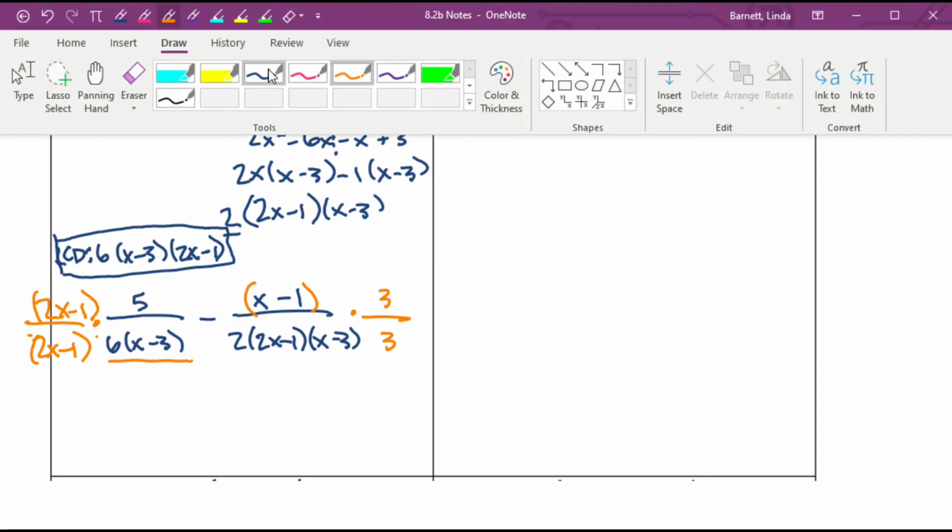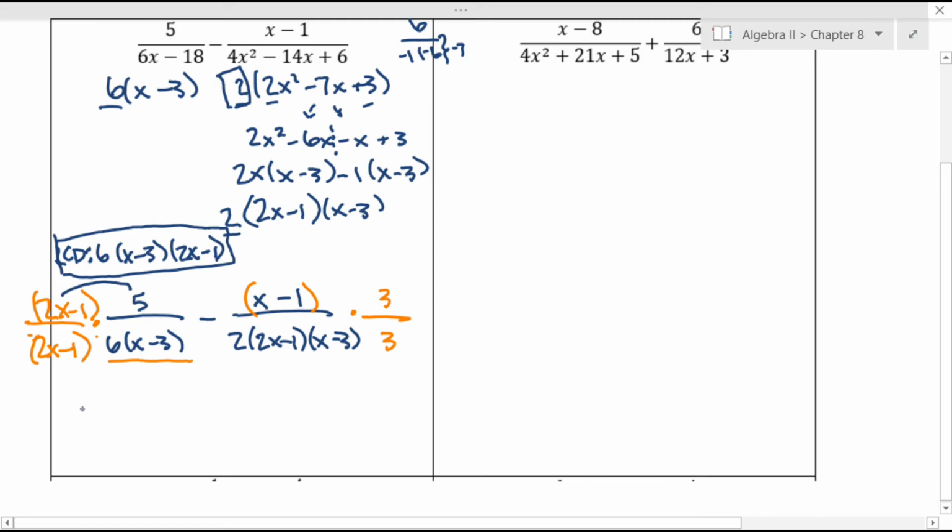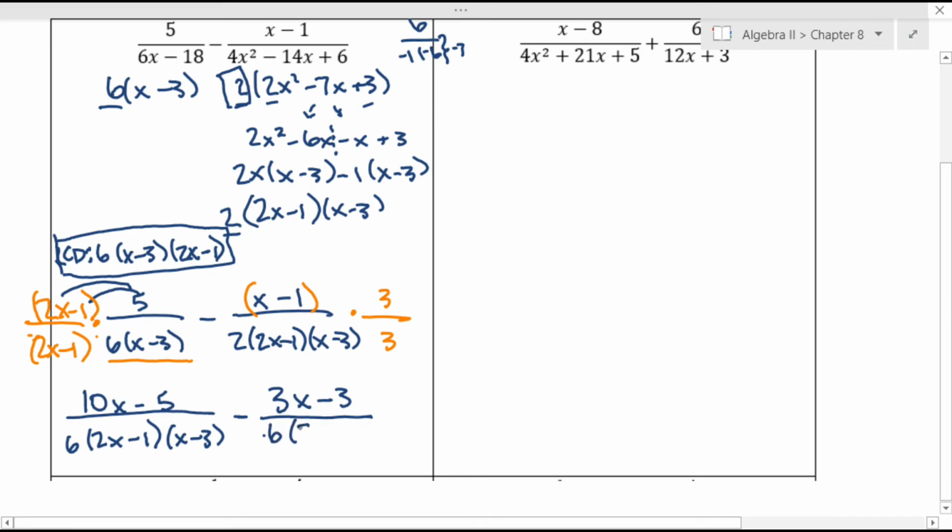So when I do that, I'm going to switch back to blue. I have to distribute. 2x times 5 is 10x. 5 times negative 1 is negative 5, over 6 times 2x minus 1 and x minus 3, minus 3x minus 3 over 3 times 2 is 6. And then I get the 2x minus 1 and x minus 3. And then I'm just combining, or I'm subtracting.